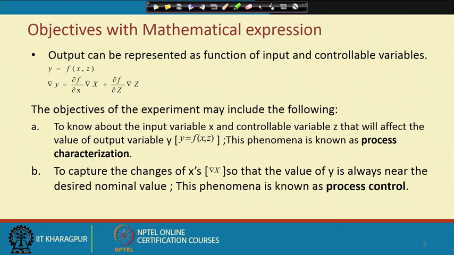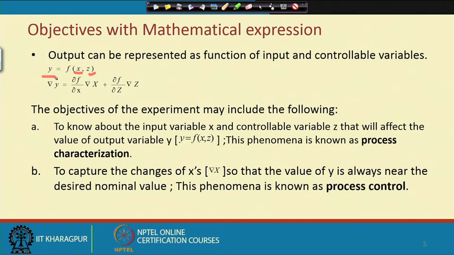So, let us assume that the output variable is denoted by y, x denotes the controllable factors, z denotes the noise or uncontrollable factors, and y is the output. The experiment is done to find out the functional relationship between y, x and z. So, this can be written as y is a function of x and z.